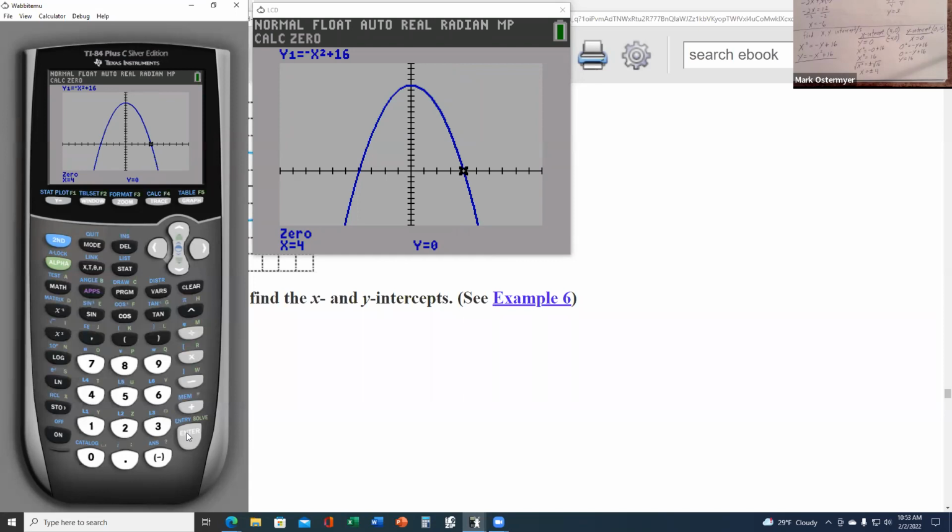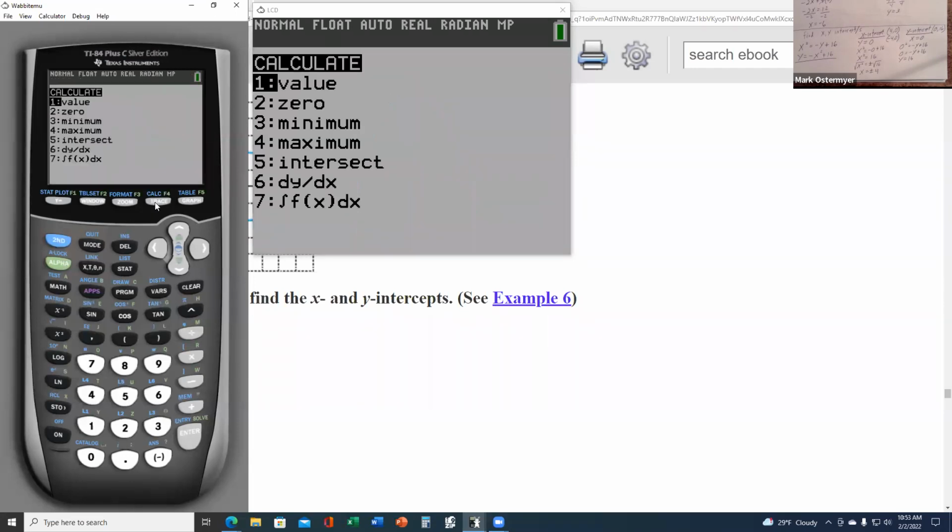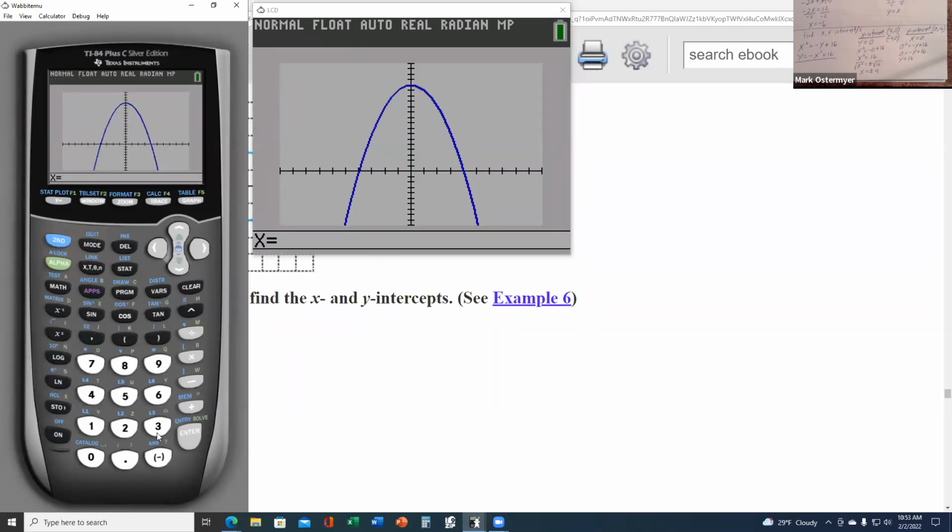Finally, the y-intercept. How do we find the y-intercept? Anybody remember the function? Where does the y-intercept hang out? Calculate mode, second trace, use the value function. Type in 0 for x, hit enter. There's your y-intercept, 0.16. The question is how we're computing x and y-intercepts both algebraically and graphically.